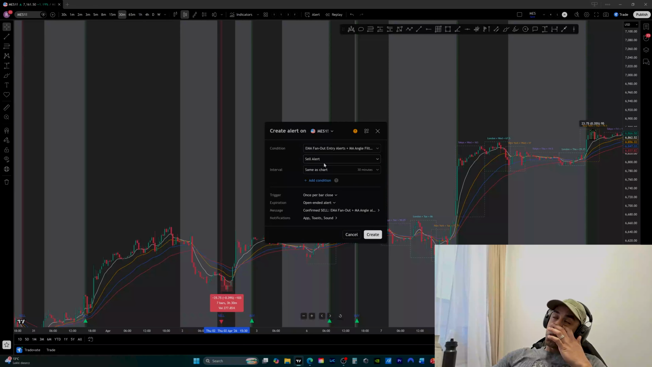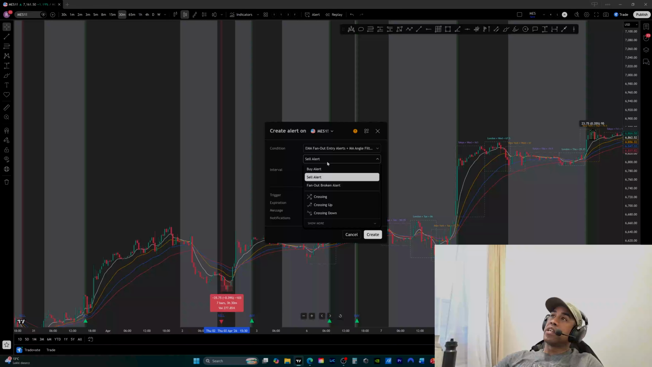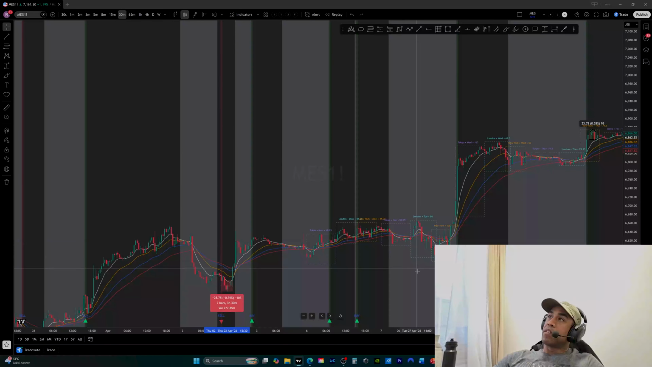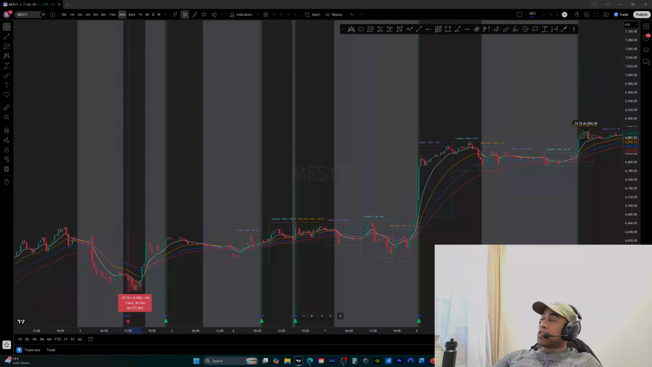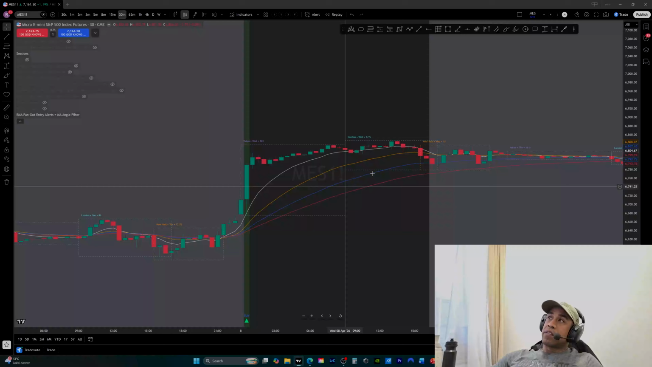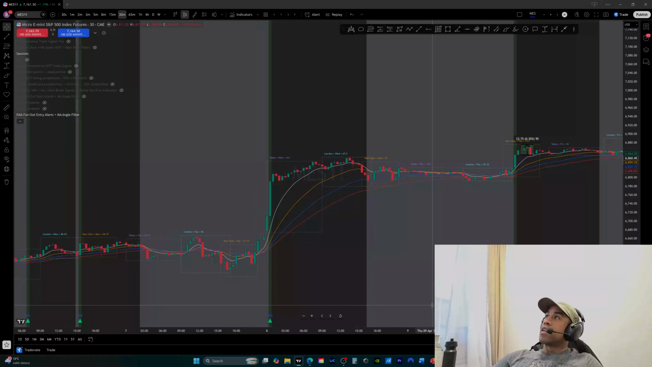And to get out of the trade, you set this alert, fan out broken, right? Meaning when the EMAs fan out. So when the fan out alignment is broken, this is when this gray background happens right here, and you get the alert and you get out, right? So that's it.